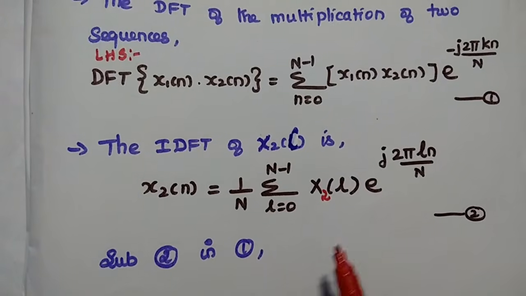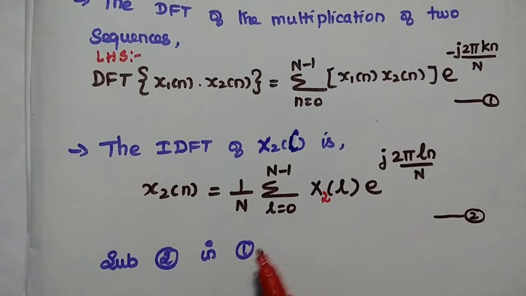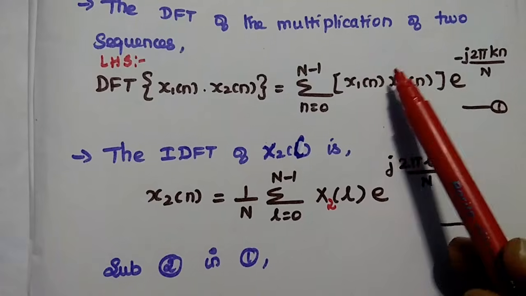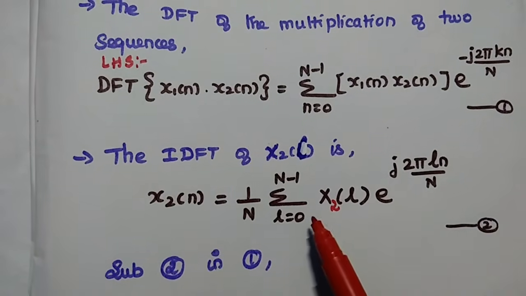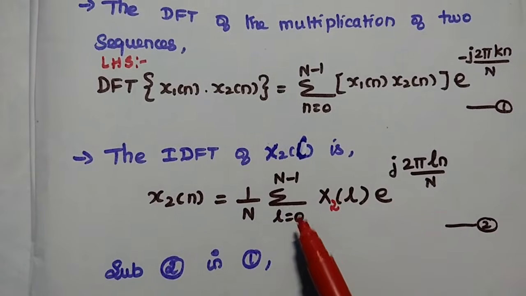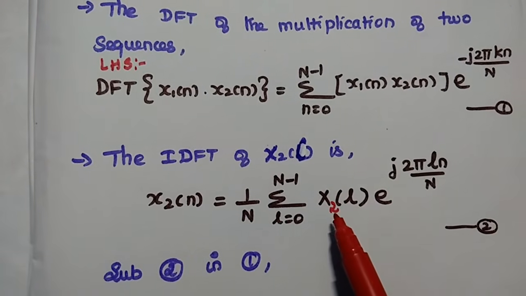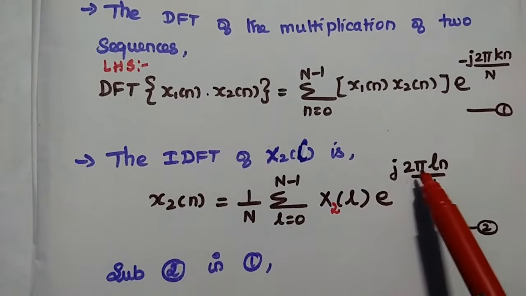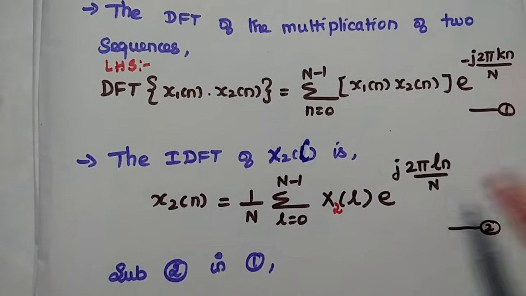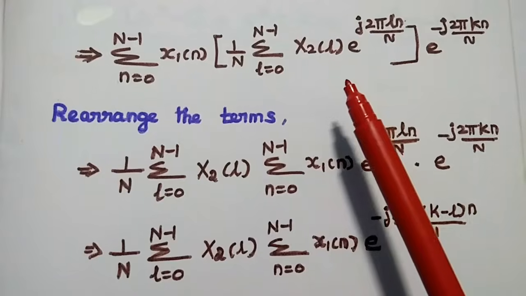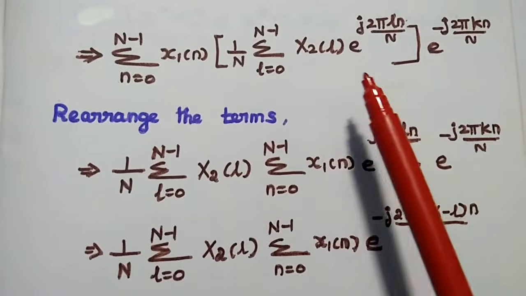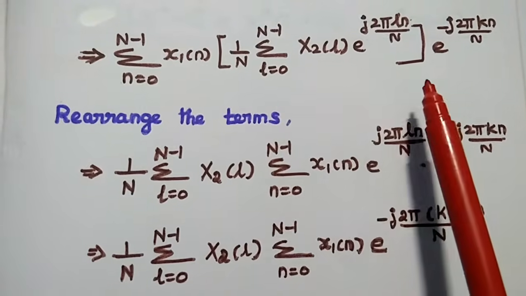Now we are going to substitute the second equation in the first equation. Instead of x2 of n, we substitute the value 1 by N summation L is equal to 0 to N minus 1 X2 of L e power plus j 2 pi ln by N. After substituting the value of x2 of n in the first equation, we get the expression like this.